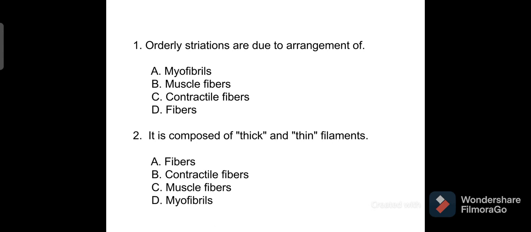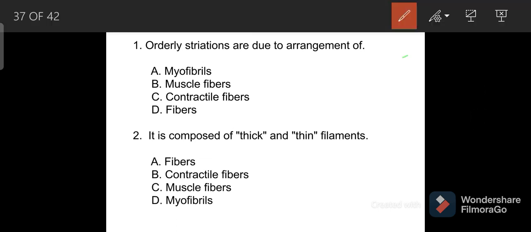Number one, orderly striations are due to the arrangement of A. Myofibrils, B. Muscle fibers, C. Contractile fibers, D. Fibers. So the correct answer is letter C, contractile fibers. Then number two, it is composed of thick and thin filaments. A. Fibers, B. Contractile fibers, C. Muscle fibers, D. Myofibrils. So the correct answer is letter D, myofibrils.